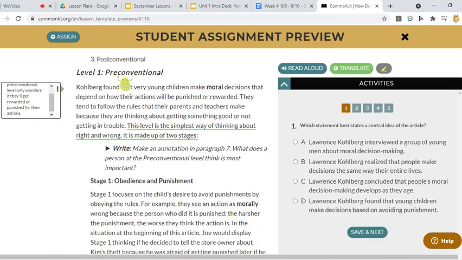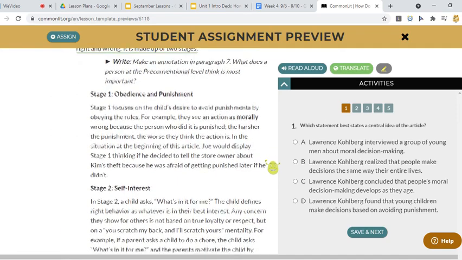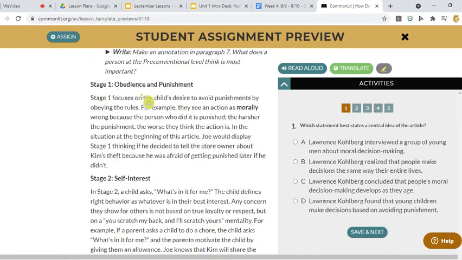This most basic level, pre-conventional level, has 2 stages, though. So here's stage 1, obedience and punishment. Stage 1 focuses on the child's desire to avoid punishments by obeying the rules. For example, they see an action as morally wrong if the person who did it is punished: the harsher the punishment, the worse they think the action is. In the situation at the beginning of the article, Joe would display stage 1 thinking if he decided to tell the store owner about Kim's theft because he was afraid of getting punished if he didn't.